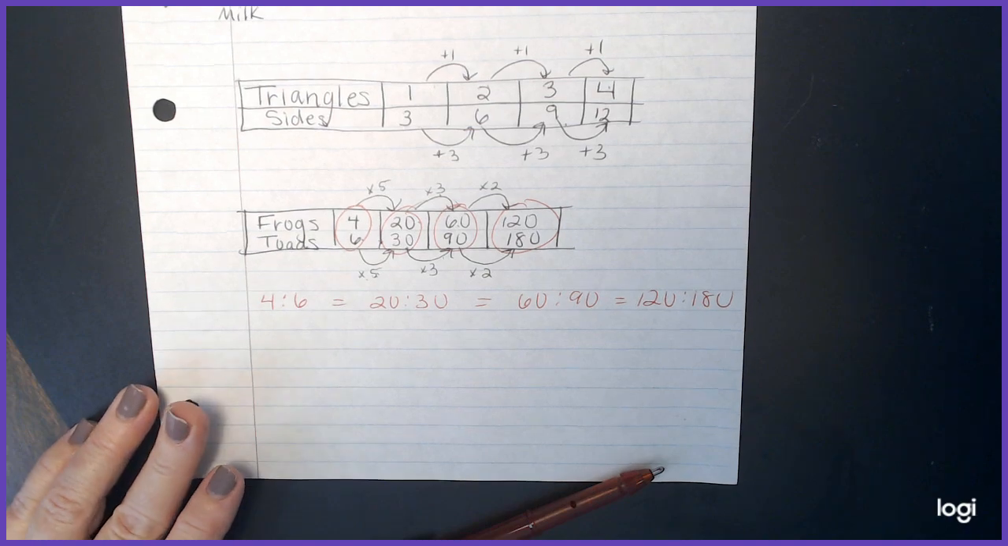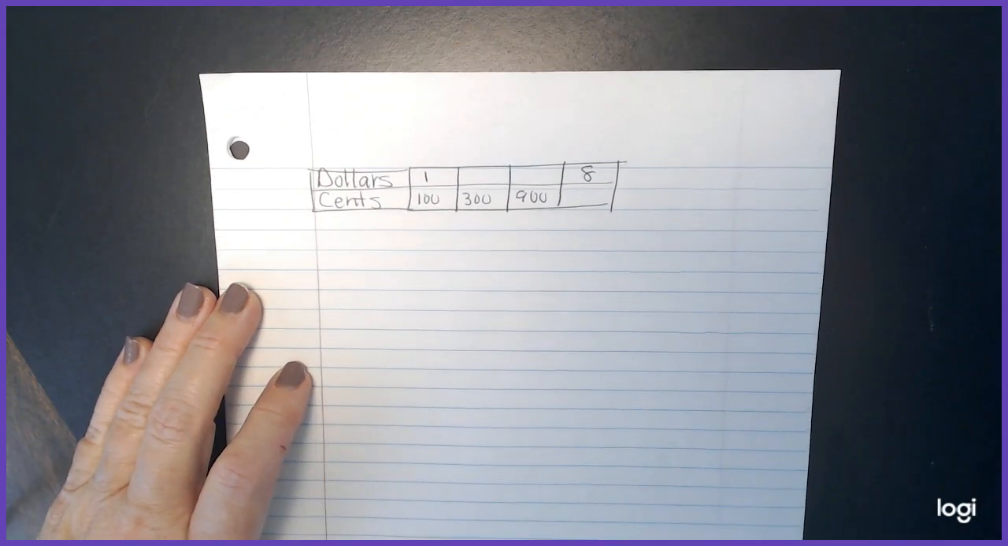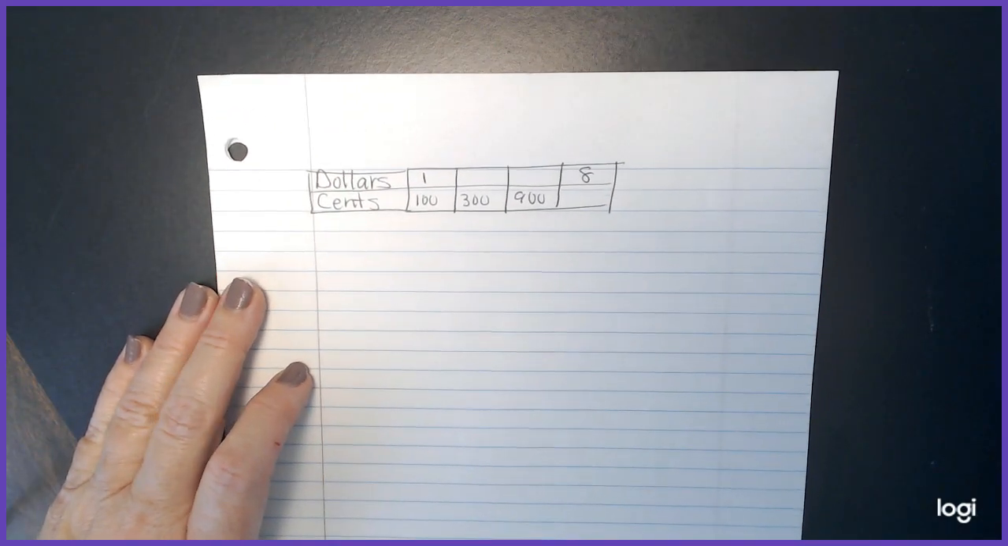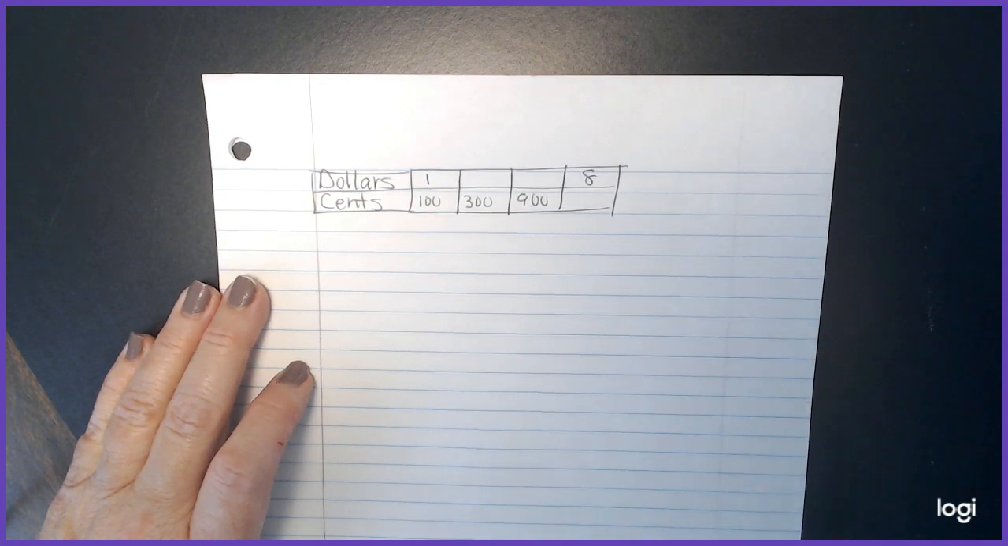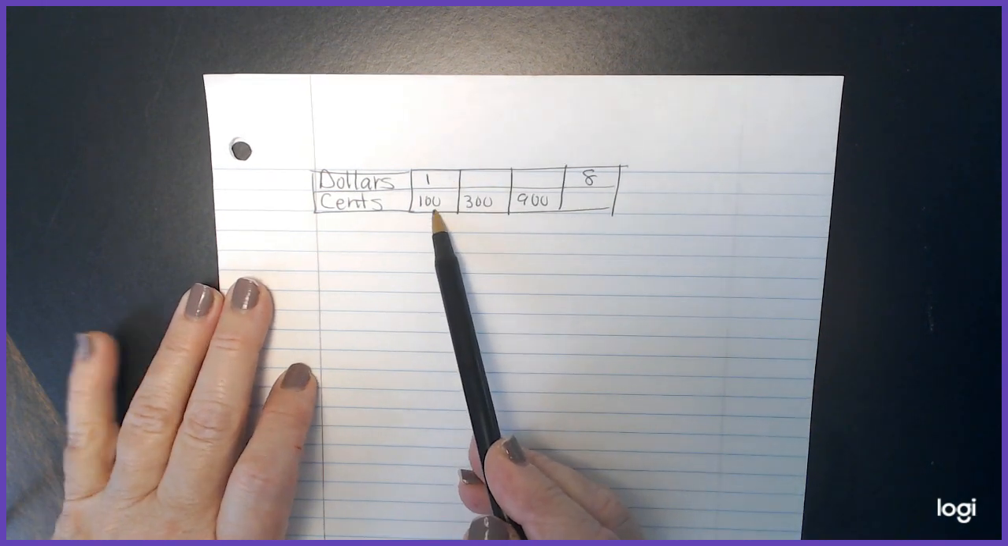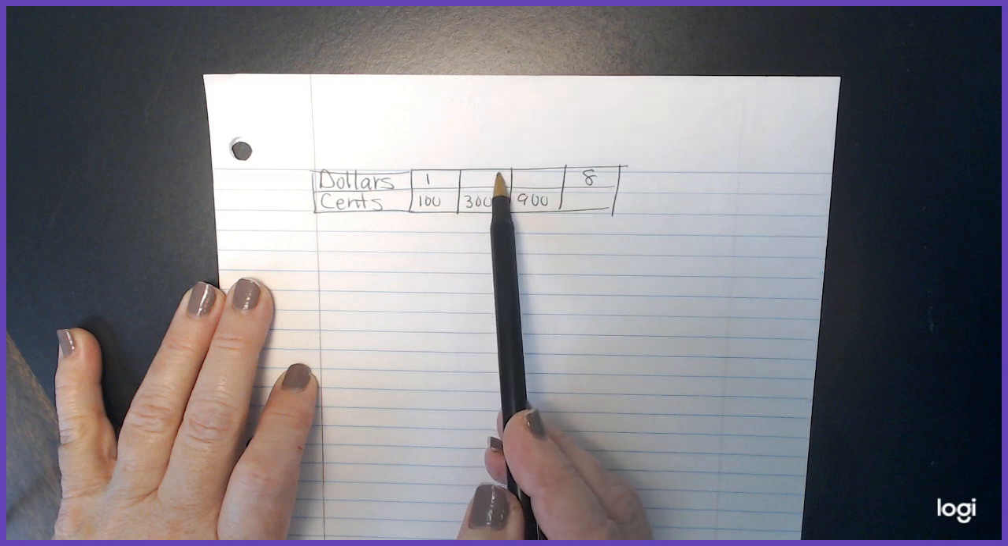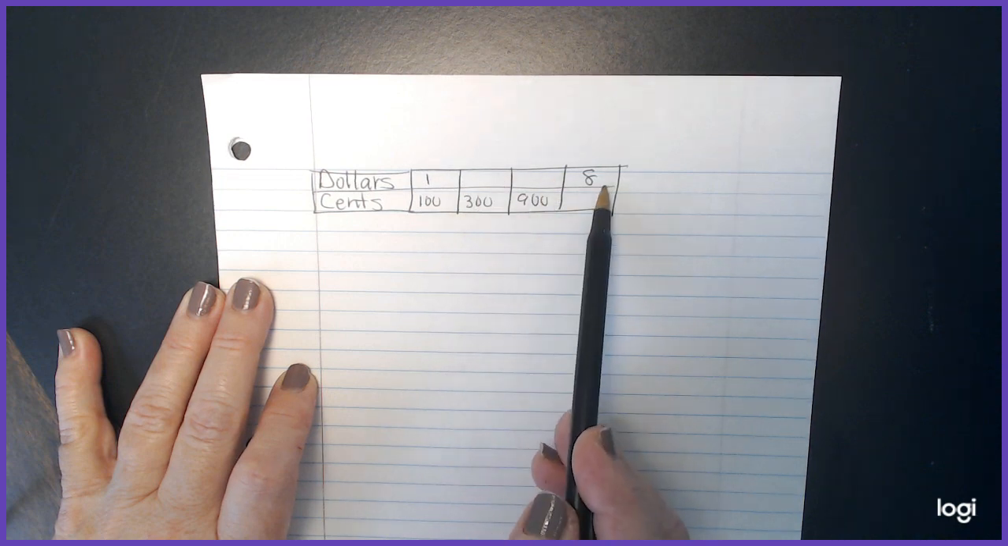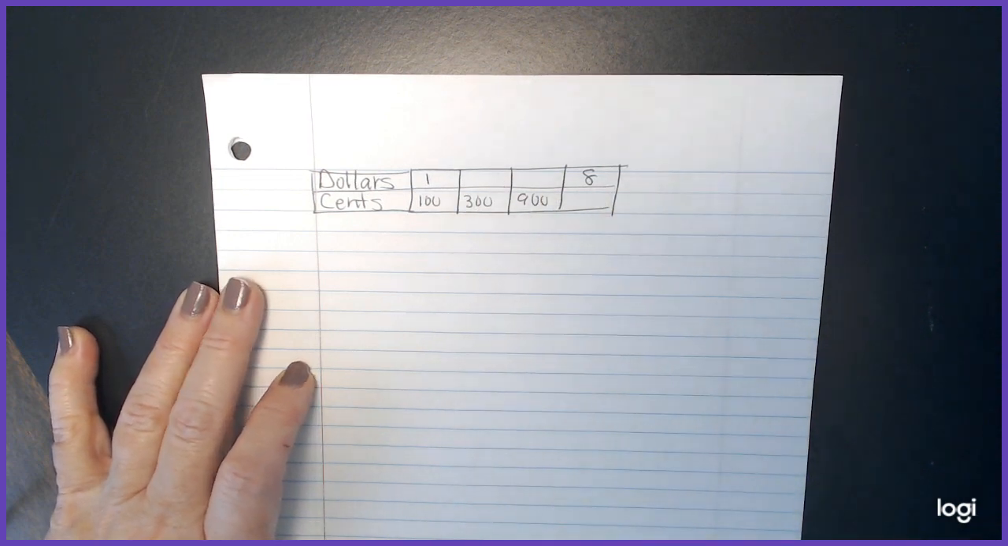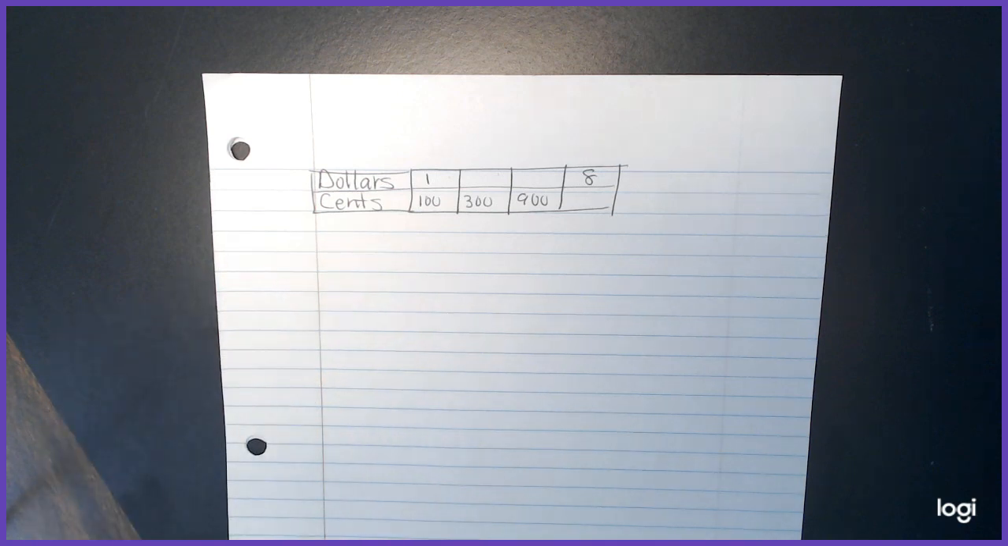Okay, let's continue working. All right, so if you would make this ratio table in your notes for me, I'm doing dollars to cents. So for $1, I have 100 cents. How many dollars would make 300 cents, 900, and then I jumped here to 8. So go ahead and copy down my table for me and then see if you can fill in my missing numbers.